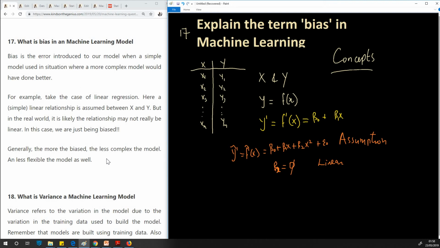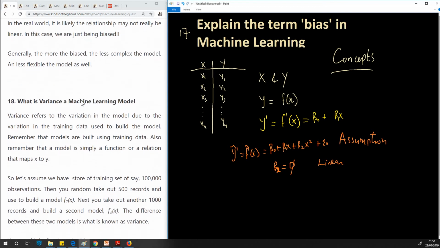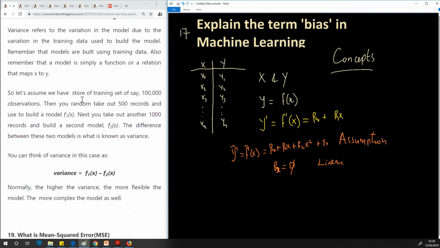And then we are going to look at the next question, which says: what is variance in machine learning?